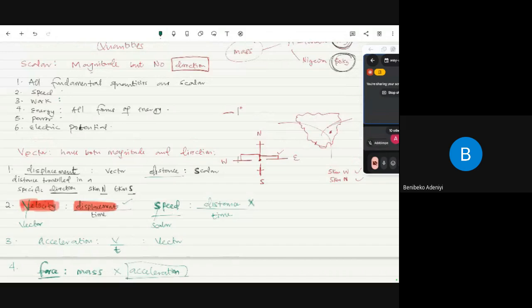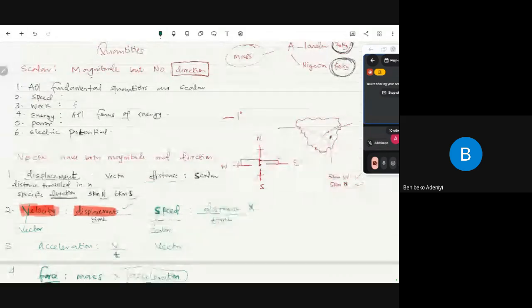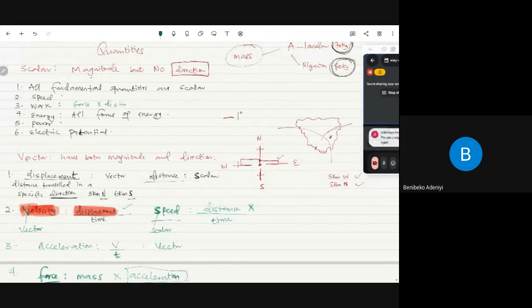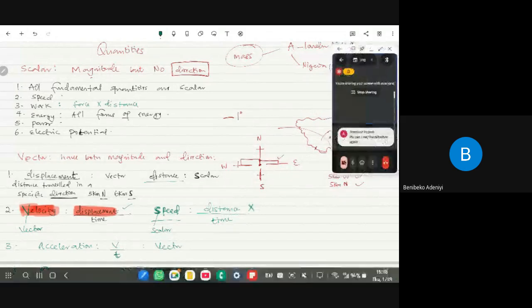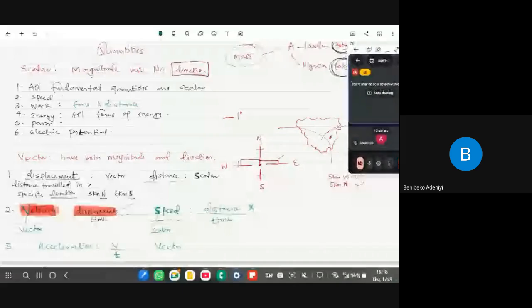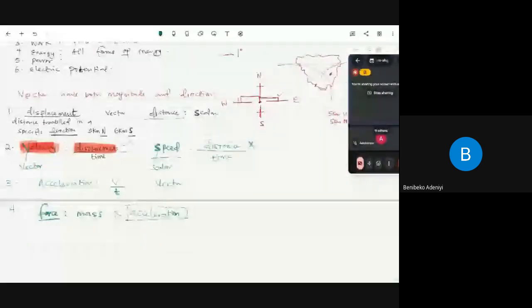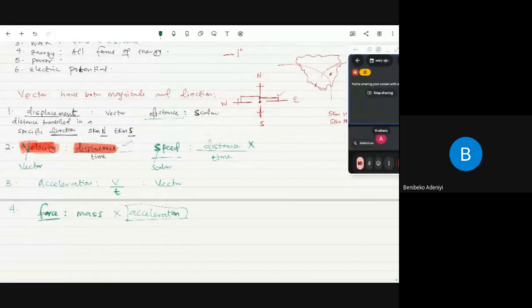Now let's talk about work. Work is force times distance. I want to believe that there's nobody in this class that does not know what work is. I will still talk about force. It is an agent that changes or tends to change the motion of an object. Anything that wants to cause something to change, that is force.